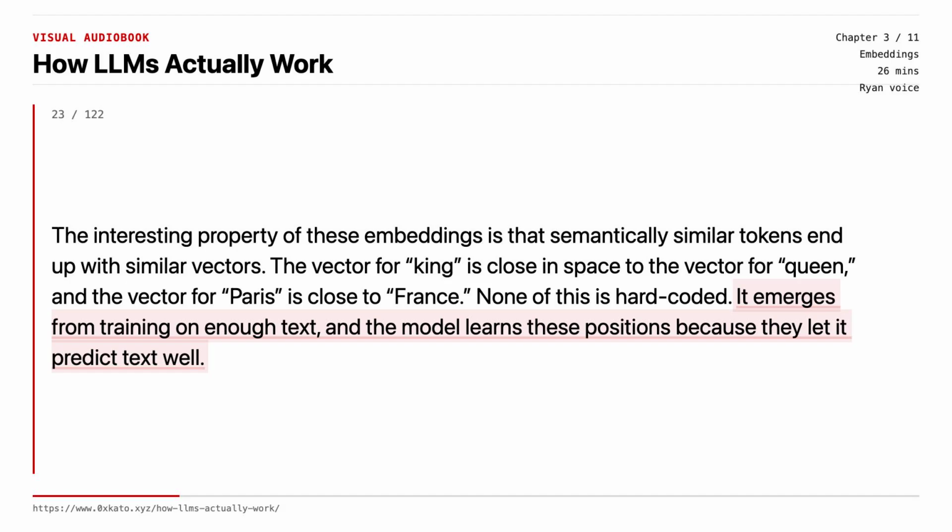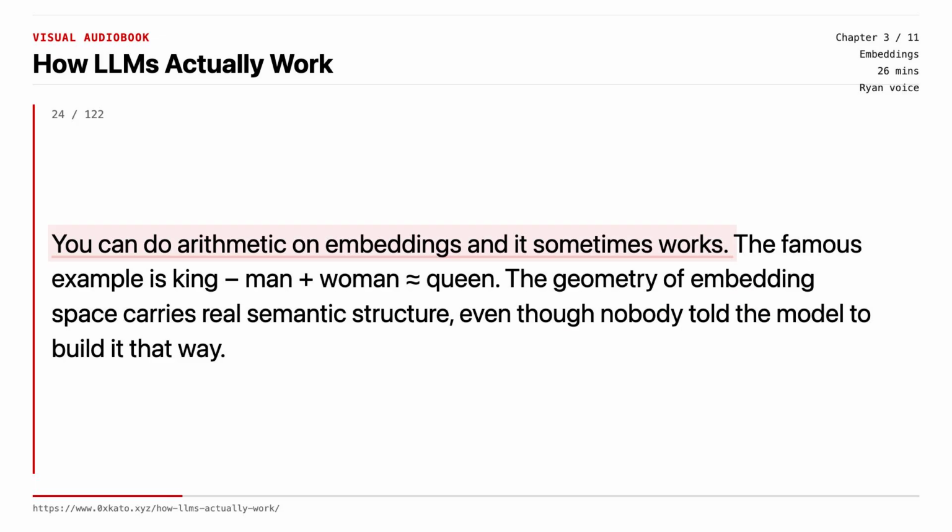It emerges from training on enough text, and the model learns these positions because they let it predict text well. You can do arithmetic on embeddings, and it sometimes works. The famous example is king minus man plus woman. The geometry of embedding space carries real semantic structure, even though nobody told the model to build it that way.